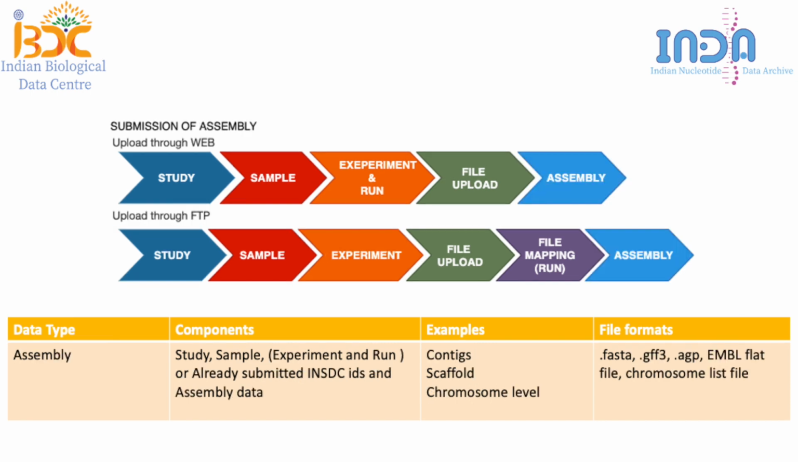For assembly submission, study, sample, experiment, and assembly files have to be submitted. Assembly using already submitted INSDC accessions for raw data can also be submitted. Contig, scaffold, and chromosome-level assemblies can be submitted. The file types in the assembly submission are FASTA file, AGP file, GFF3, chromosome list, and EMBL flat file.